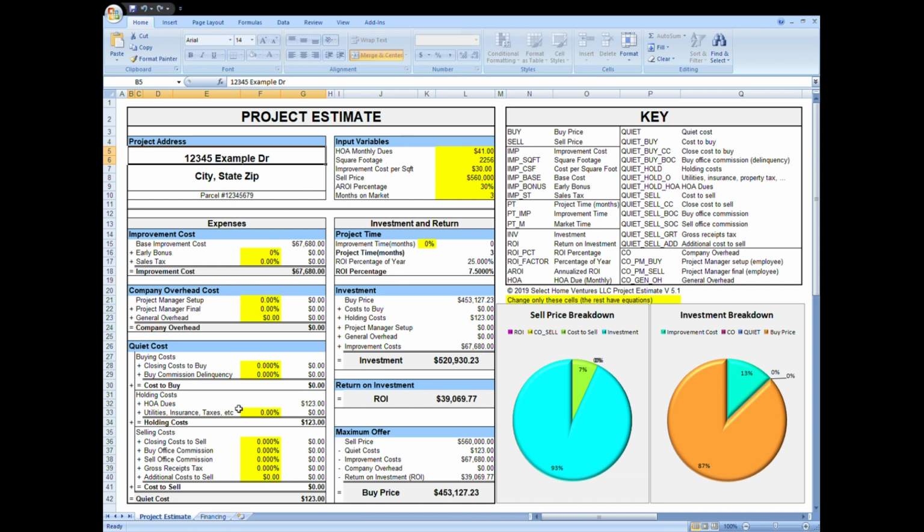We will focus now on the left-hand column titled Expenses. This is where we spend money. We look first at improvement cost. We have already seen how the base improvement cost is calculated from the square footage and the improvement cost per square foot.